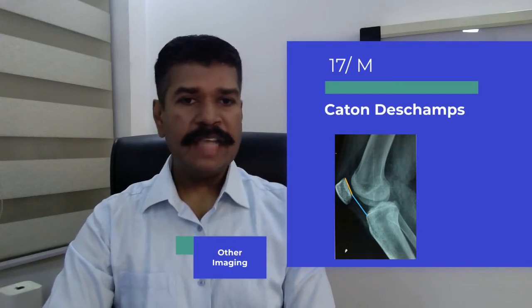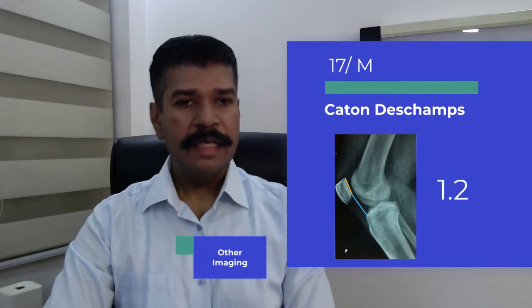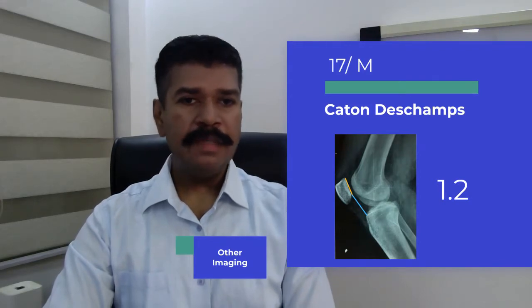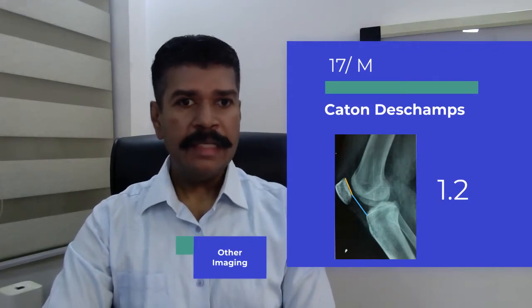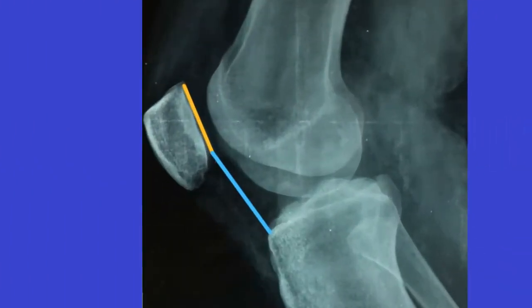I like to look at the Caton-Deschamps ratio for calculating the patellar height with respect to the tibial articular surface. In this particular boy, it was 1.2, which is sort of the upper limit for patella alta. Anything higher than 1.2, I would be very keen to do a distalization osteotomy.